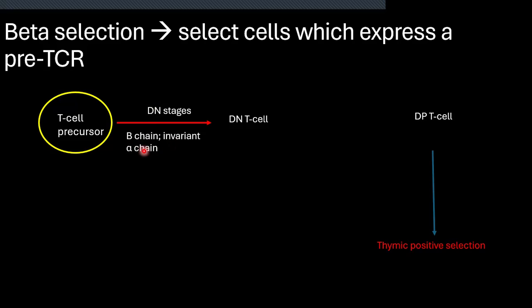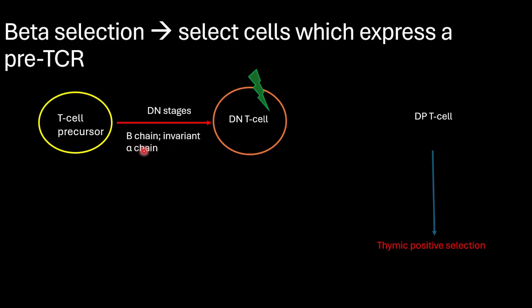alpha chain. Now, when that happens, you form a double negative T cell. So it is CD8 negative, CD4 negative still. It is double negative still. No CD8 or CD4 molecules have been expressed. But it has a pre T cell receptor. This pre T cell receptor has an invariant alpha chain, but the beta chain locus is functional. So the double negative stage is involved with the formation of a beta chain for the T cell receptor.